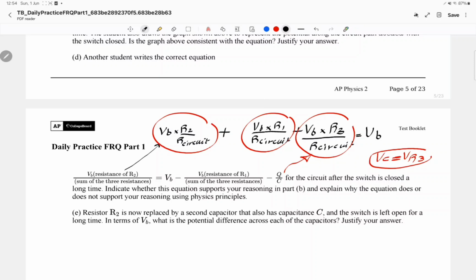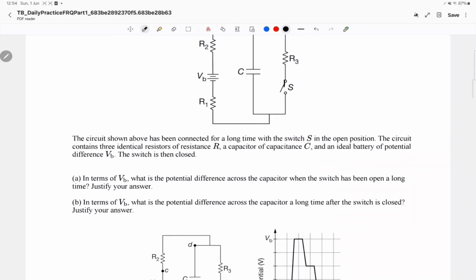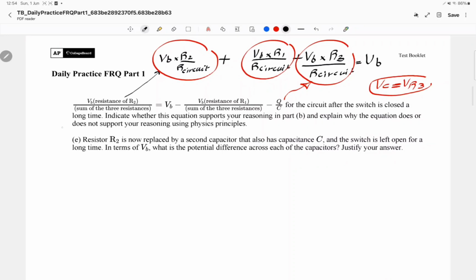Indicate whether the equation supports your reasoning in part B. In part B, we said that what's the potential difference in the capacitor after a long time the switch was closed? That we said was when the capacitor and the R3 had the same voltage. So VC is equal to voltage in R3, which was equal to VB over 3. So yes, it supports the part B reasoning.